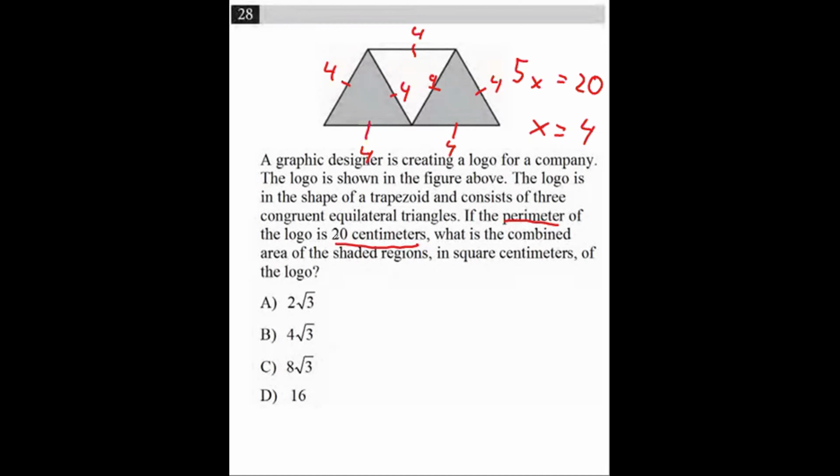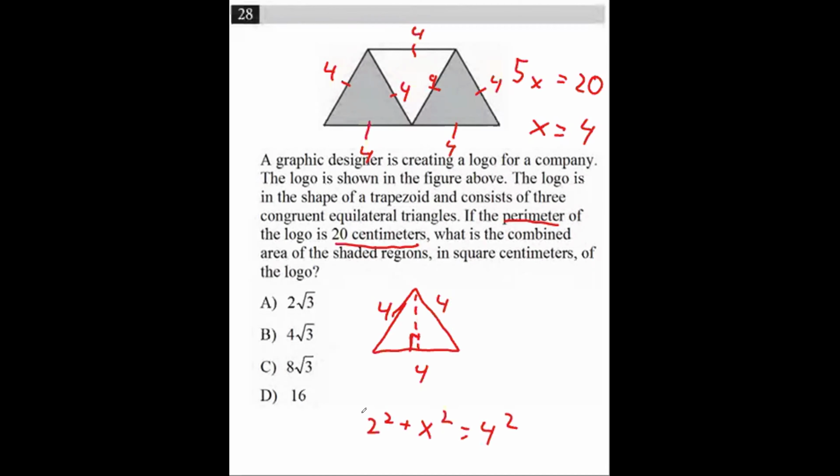And now we're asked to find the area of the shaded regions. So to find the area of the shaded regions, we have this triangle here. We have side lengths of 4, 4, and 4. So first we divide this triangle in half, like this. Now we have a right triangle. Now we use a squared plus b squared equals c squared. So this 4 gets divided in half. So we have 2 squared plus this height value, which we need to find. So I'm just going to call it x squared equals 4 squared.